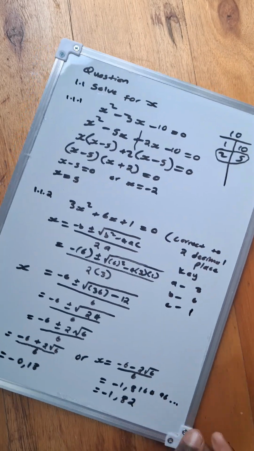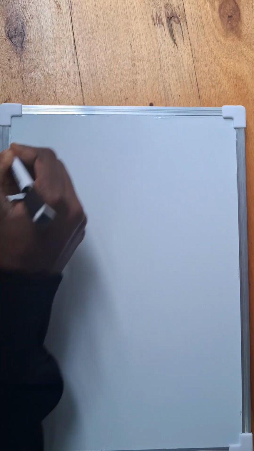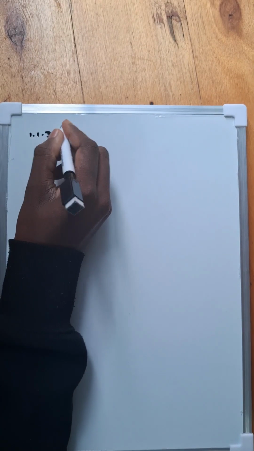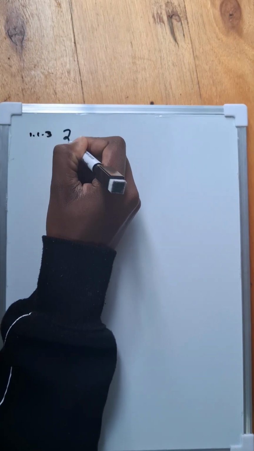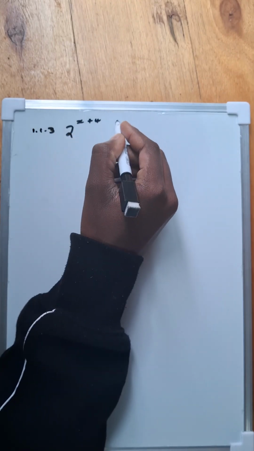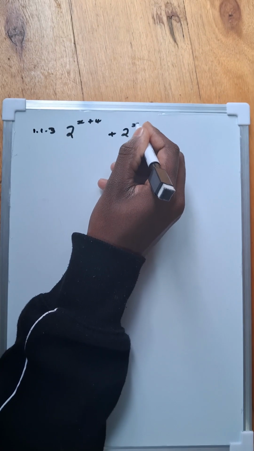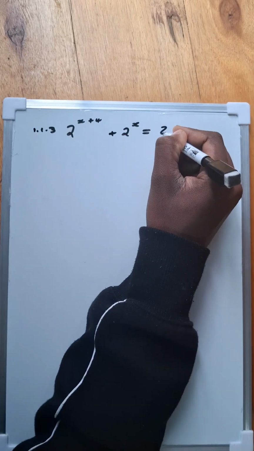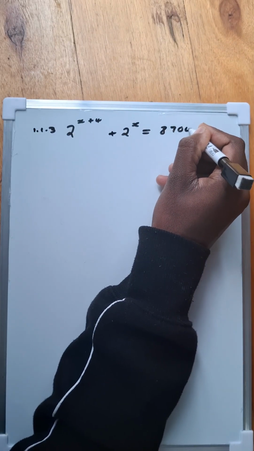Then we move to 1.1.3. It is 2 to the power x plus 4, plus 2 to the power x, is equal to 8704.